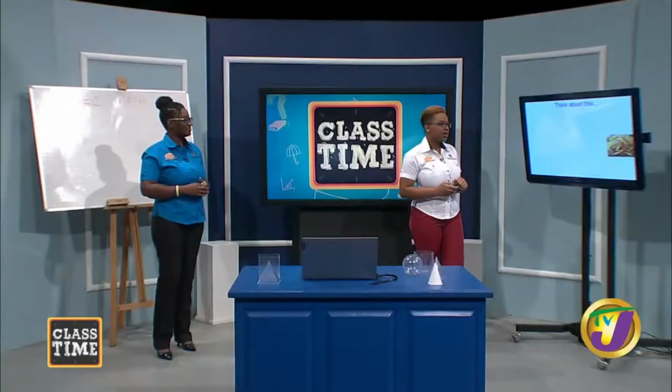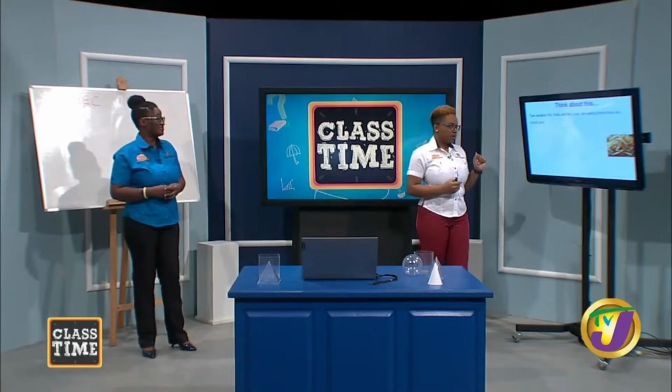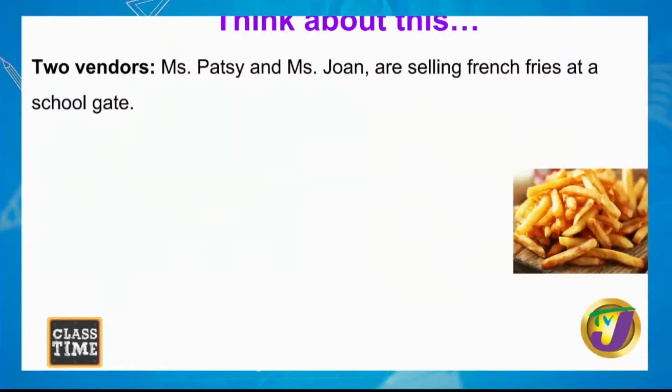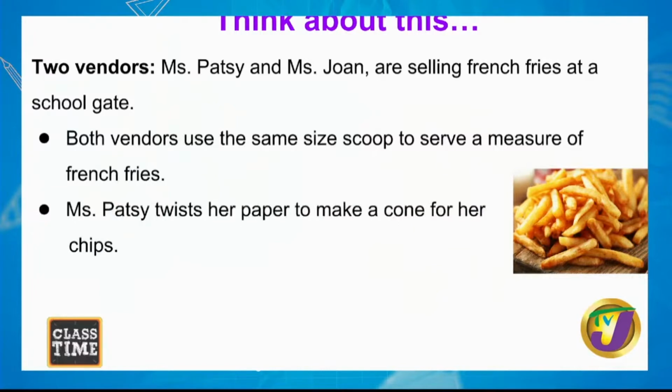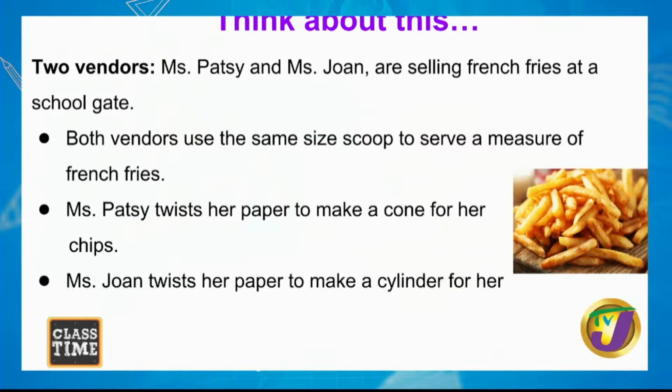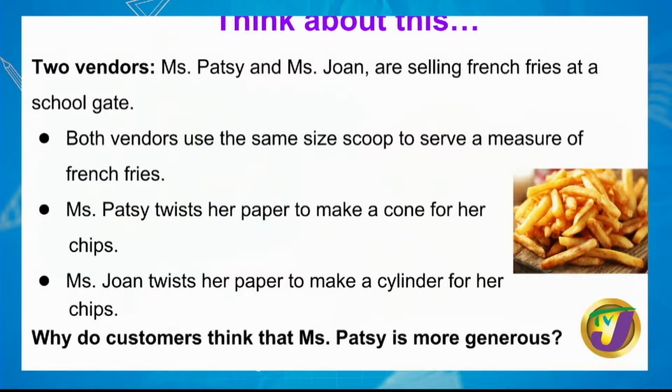I have a scenario for you, Karima. All right. I love scenarios. So, two vendors, Miss Patsy and Miss Joan, are selling French fries at a school gate. And we students, you know the shapes, right? Yes. Both vendors use the same size scoop to serve a measure of French fries. Miss Patsy twists her paper to make a cone for her chips. Nice and fancy. But Miss Joan twists her paper to make a cylinder for her chips. Why do customers think that Miss Patsy is more generous?